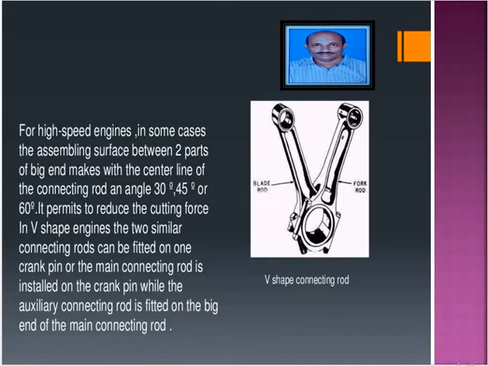I am showing clearly the center angle of the two connecting rods. One big end bearing is going to be connected, but two small end bearings are going to be connected to one big end bearing.